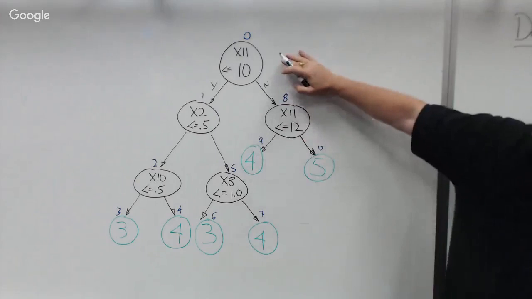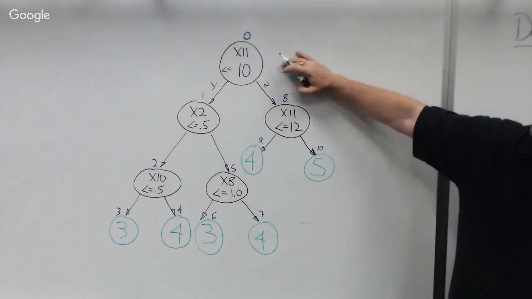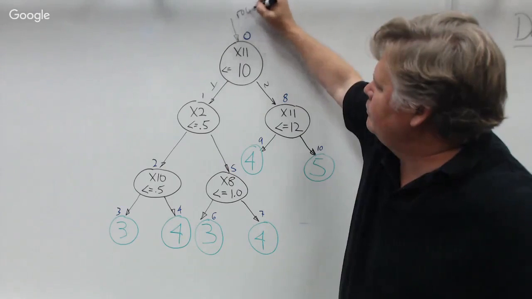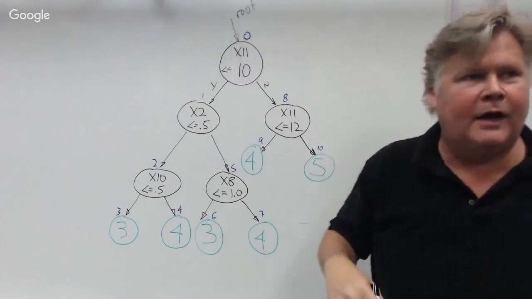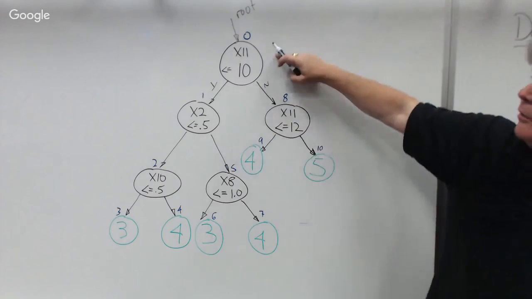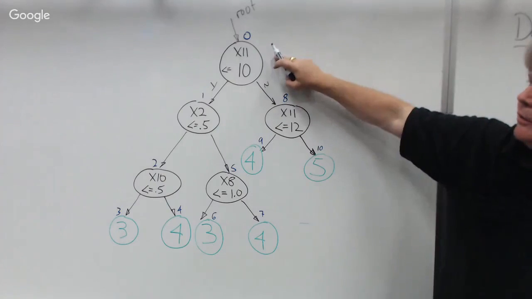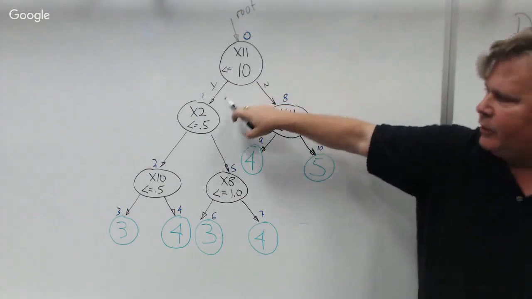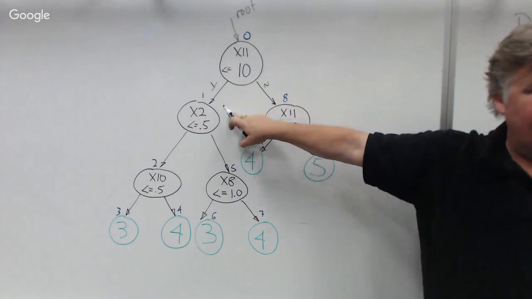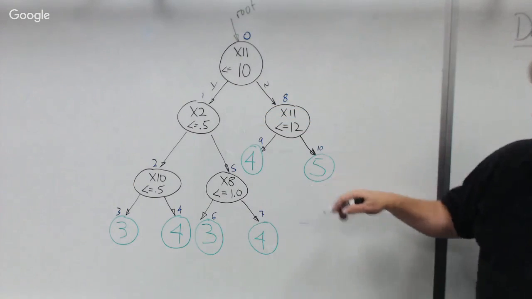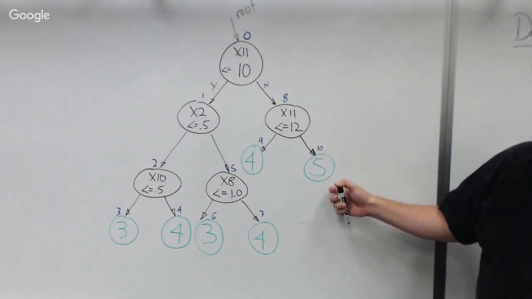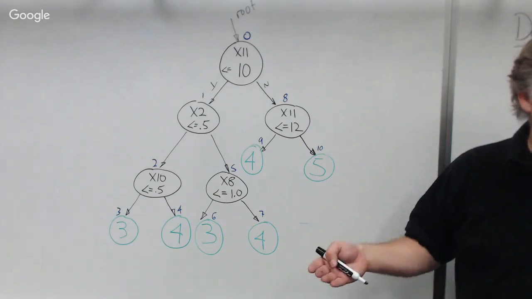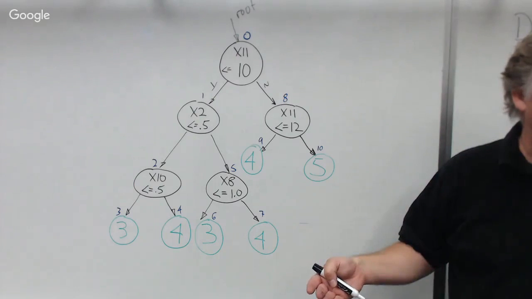So for instance, this decision node, which is the root, asks, is factor 11 less than or equal to 10? And if it is, we go down here, and we ask about factor 2, and so on. Anyways, as we ask each of these questions, eventually we reach a leaf node, and boom, that's our answer.